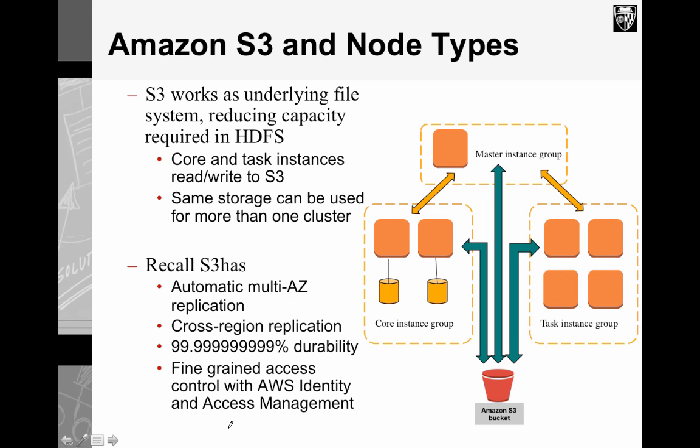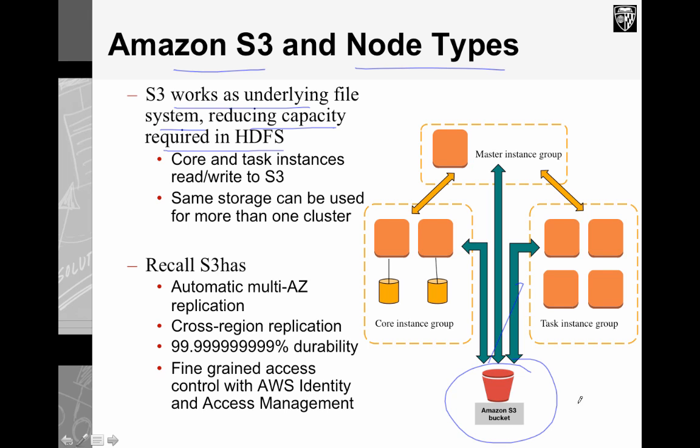Now let's look at Amazon S3 and the various node types. S3 is critical in Amazon. We saw that it's one of the most important services when it comes to storage, especially low-cost storage. And in this case, this is big data. With big data, you need some kind of a storage service, and there's a nice integration between S3 and AWS EMR. So S3 works as the underlying file system, providing the capacity required in HDFS.